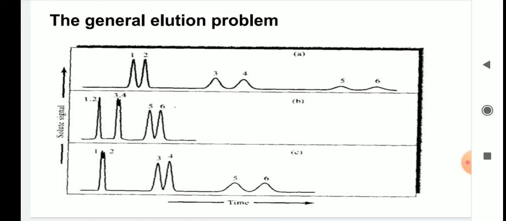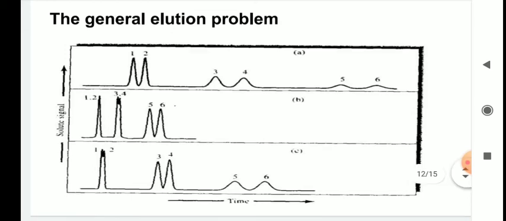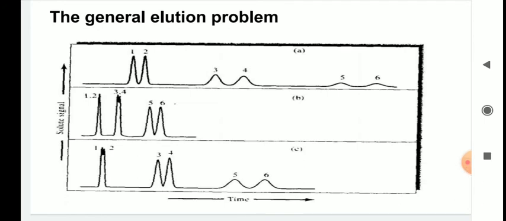Once 1 and 2 have been separated, you change the conditions and keep the condition as in C. In that case 3 and 4 will get separated, and then finally when 3 and 4 have come out of the column, you create the conditions which are similar to B, and then 5 and 6 will get separated. This is what you can observe in gradient elution in HPLC. You can achieve this by gradient elution in HPLC, and in gas chromatography you can achieve this by changing the temperature of the column.